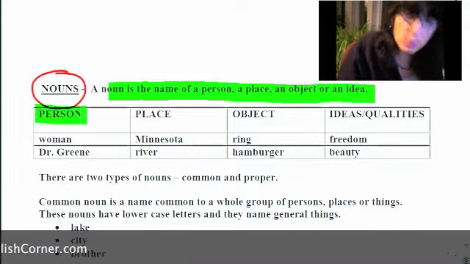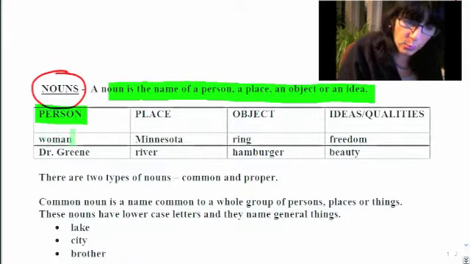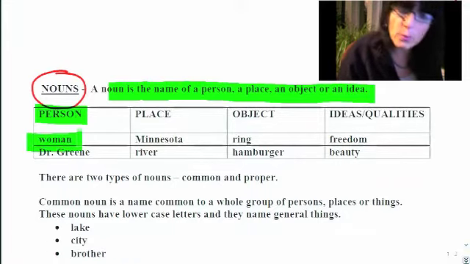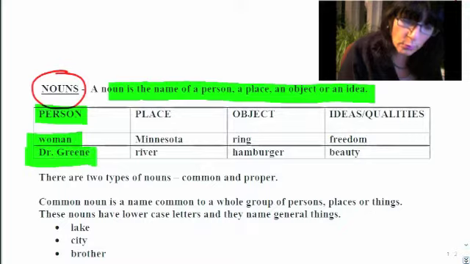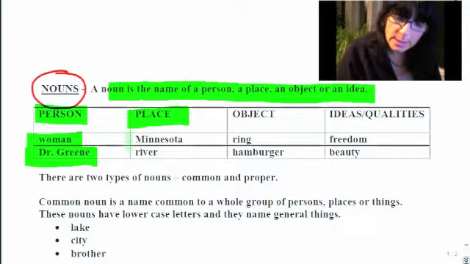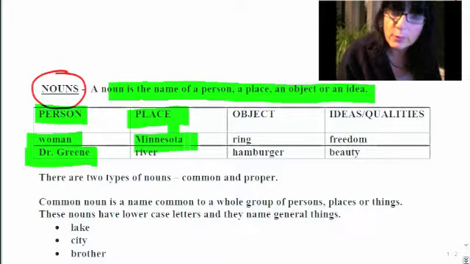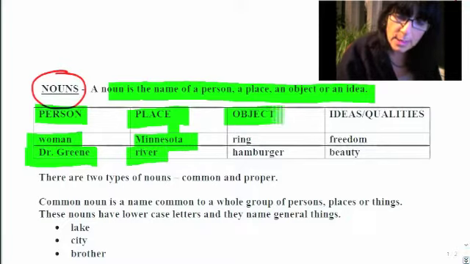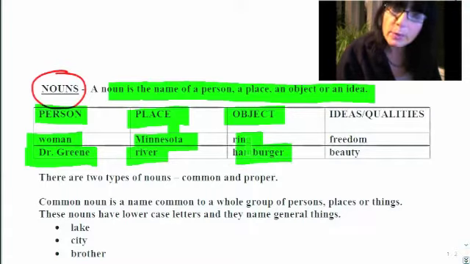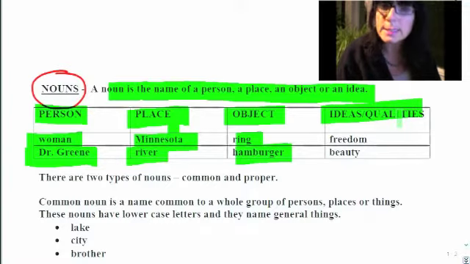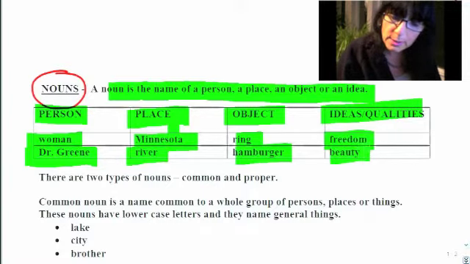So a noun would be a person. An example would be woman, the word woman. Or if you actually named a woman, you would call her Dr. Brown. Another type of noun would be a place, such as naming a place like Minnesota. Or if you're just saying the river, we're going to the river, as a place. Objects are always nouns, such as ring and hamburger. And the last type or category of nouns would fall into ideas and qualities, such as freedom, beauty, innocence, etc.